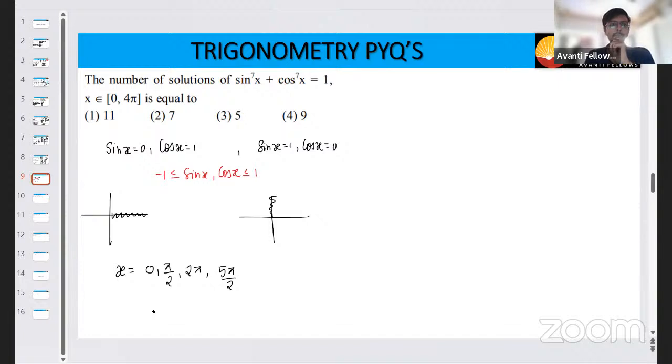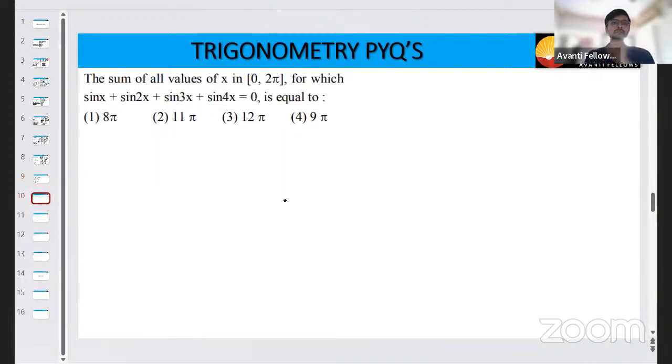गड़बड़ हो गया क्या? 0 आ गया, 2 पाई, हाँ, 4 पाई भी तो आएगा. So number of solutions are pi. That means option number 3. Correct? Let's see the next one.